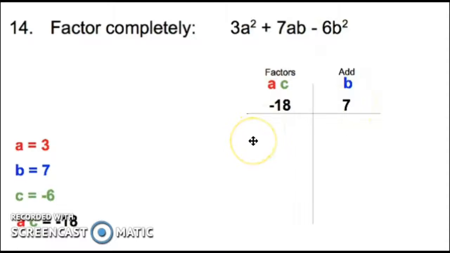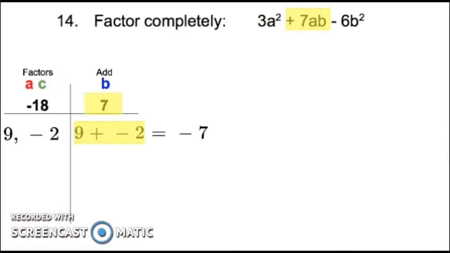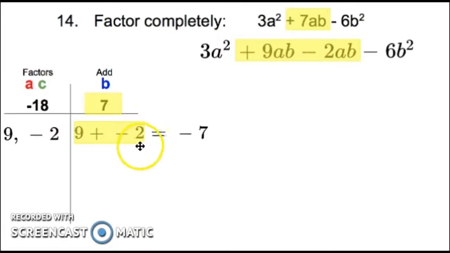So now two numbers that multiply to negative 18, again, if it multiplies to be negative, must be one positive, one negative. If you add to 7, it'll be 9 and negative 2. So 9 plus negative 2 will give you positive 7. Now we highlight the 9 plus negative 2 and our 7 here in this middle term because we're going to have to replace it. So doing that, 7ab becomes 9ab plus negative 2ab because those two give you positive 7.